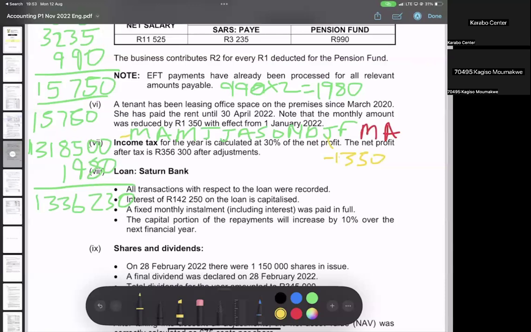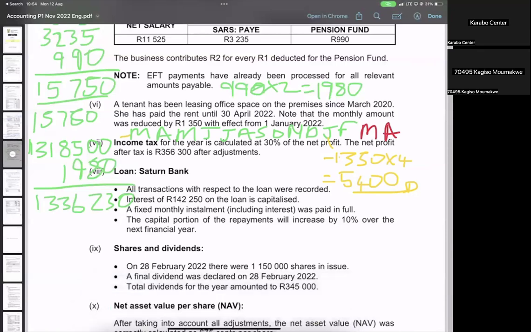So the effect of reduction starts from January, February, March, April. So we have 4 months that are affected with reduction. So we have to say times 4, and then we have 5,400. Total reduction for the whole period from the effect. So from 1 January to 30 April, the effect of reduction total is 5,400.